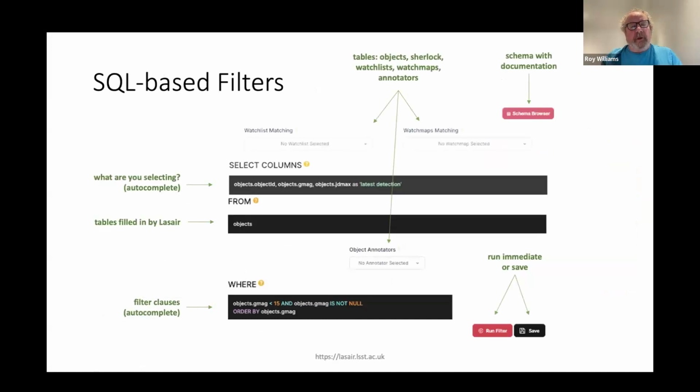Lasair filters are built from geometric and tabular information. The geometric information, for example, this watch list idea or the related watch map idea or the sky context, but the tabular information is put together with SQL filters from a number of tables. And you build a selector clause in SQL and a where clause, a constraint clause in SQL, and you can add in these various watch lists and watch maps and annotators to make a very rich filter.